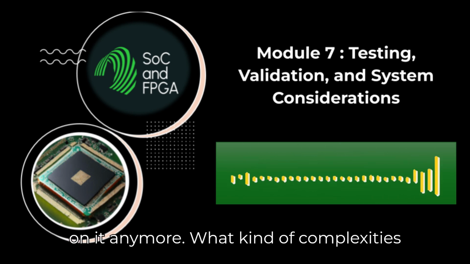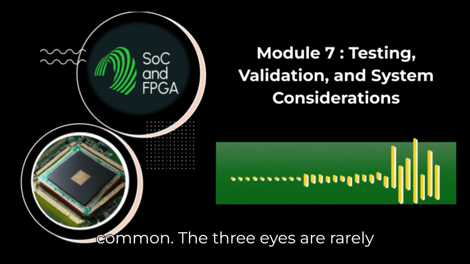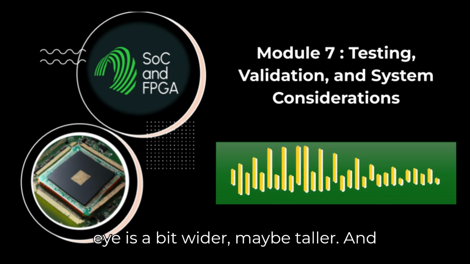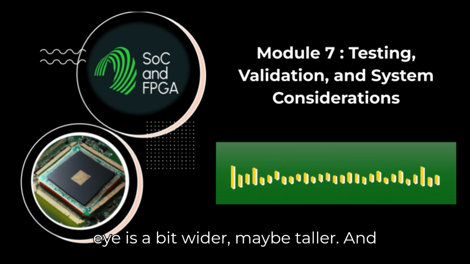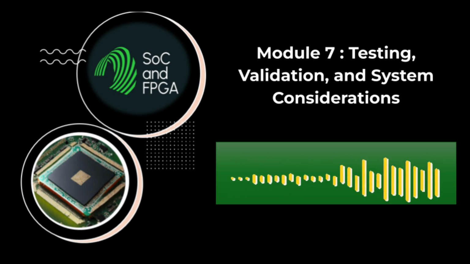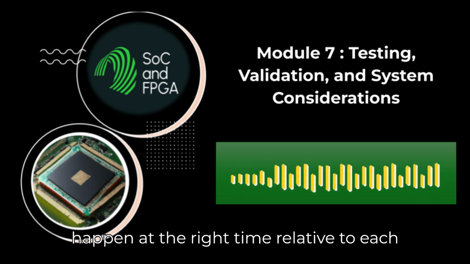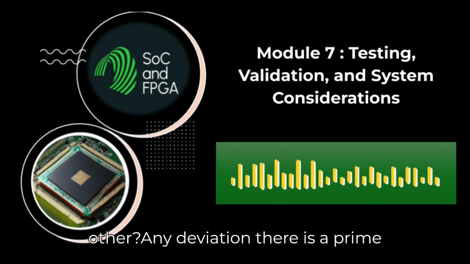What kind of complexities do you see? Well, for one, asymmetry is common. The 3 eyes are rarely perfectly identical. Usually the middle eye is a bit wider, maybe taller. And then you have to worry about linearity. Are the 4 voltage levels evenly spaced? And skew, do all 12 possible transitions happen at the right time relative to each other? Any deviation there is a prime source of errors.